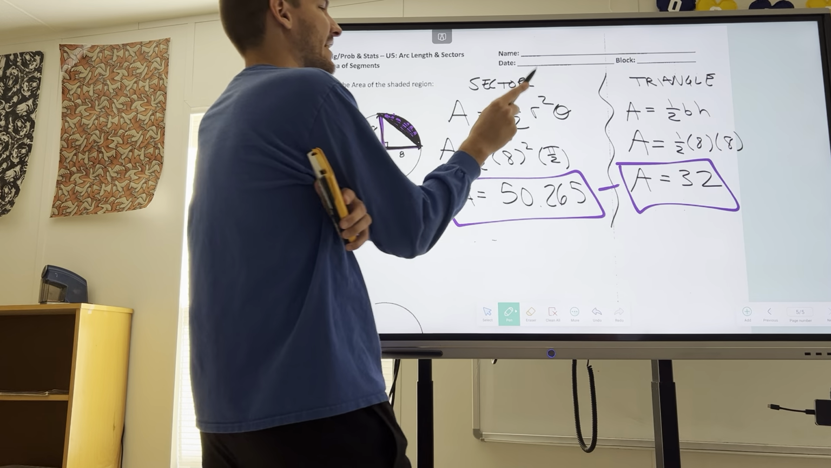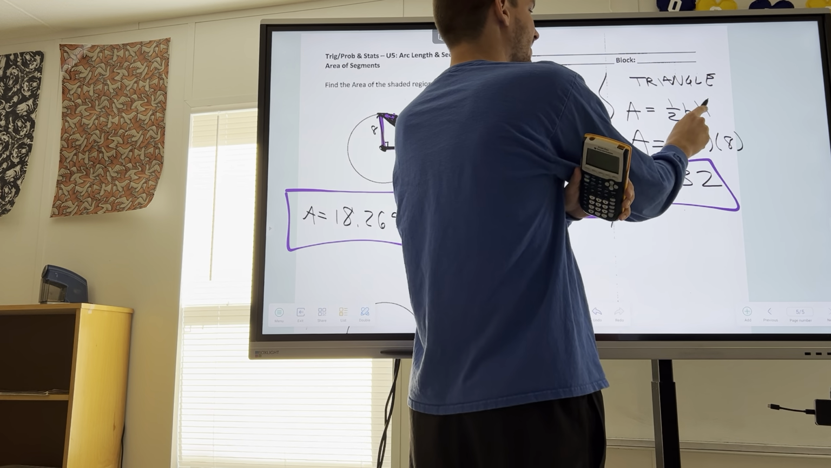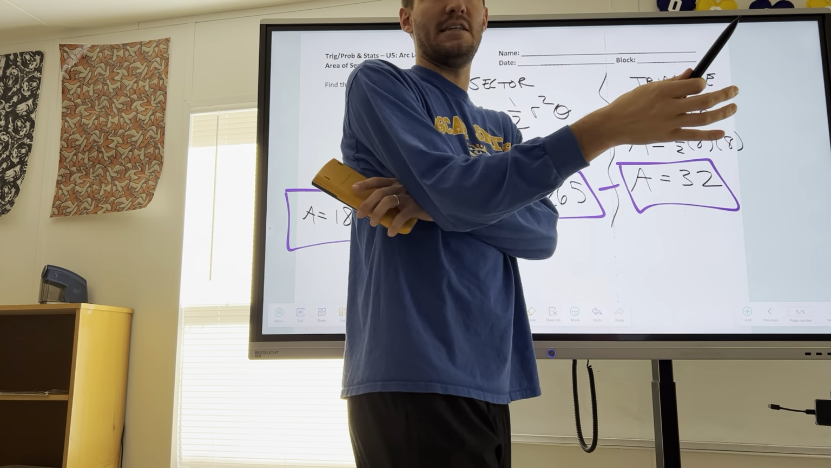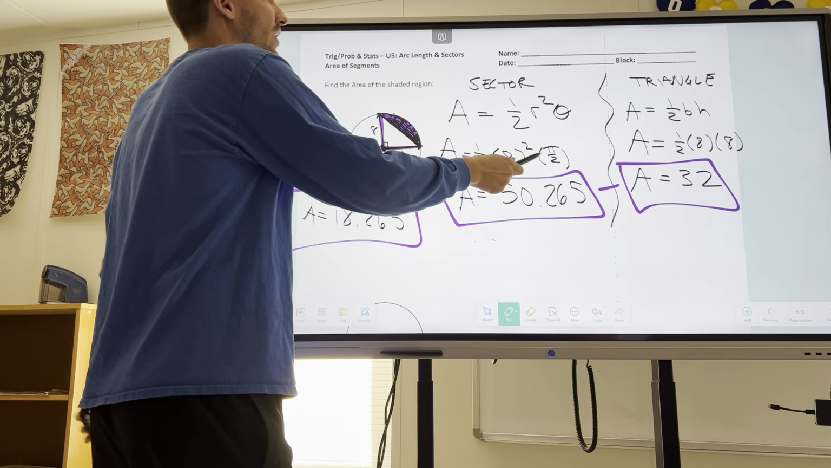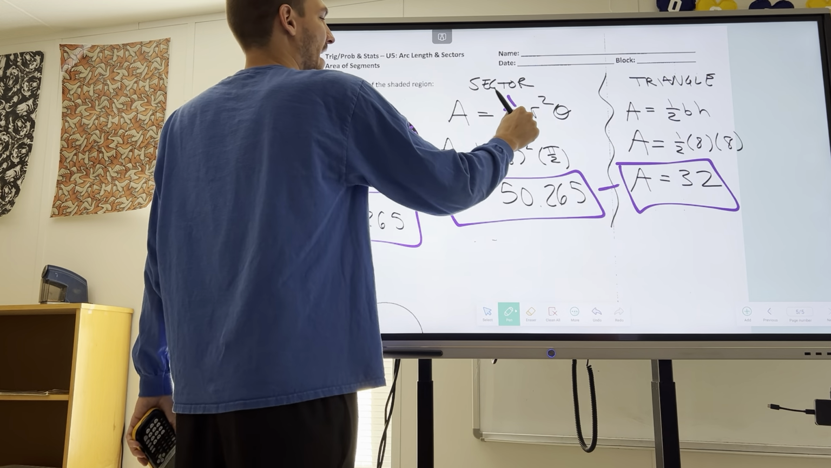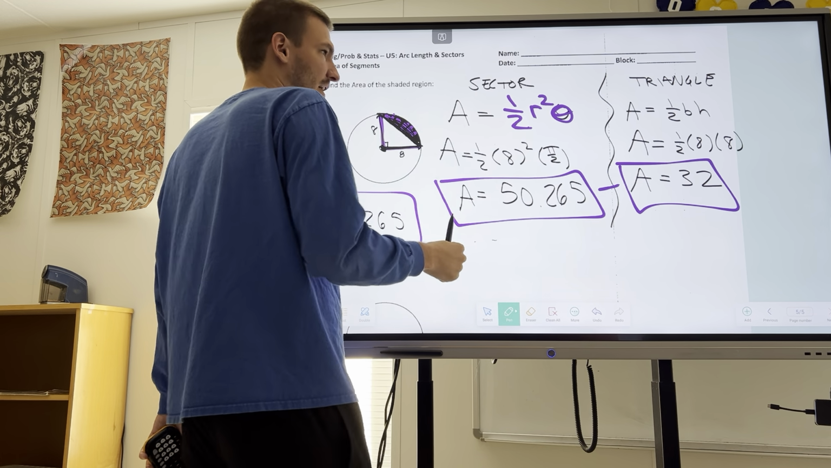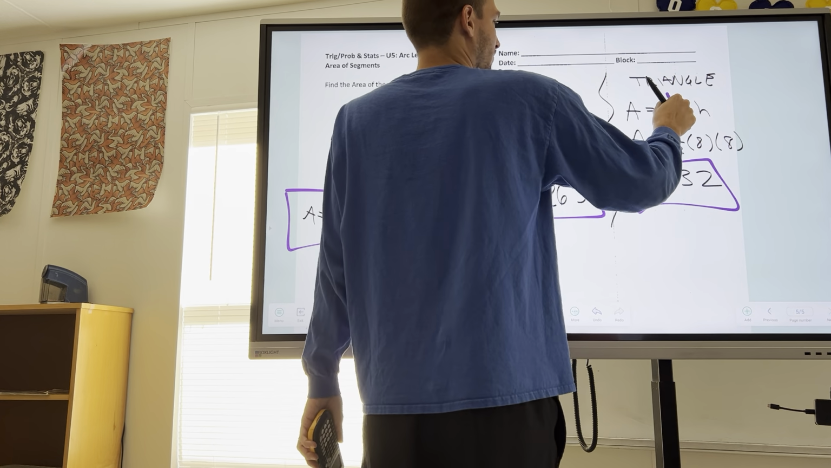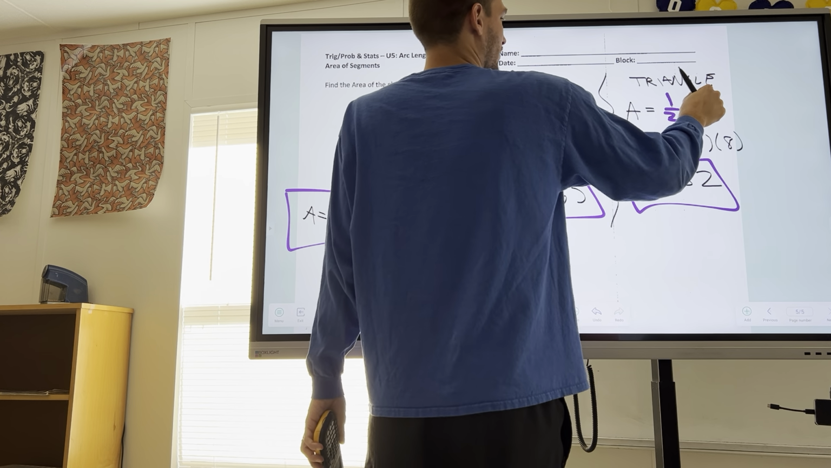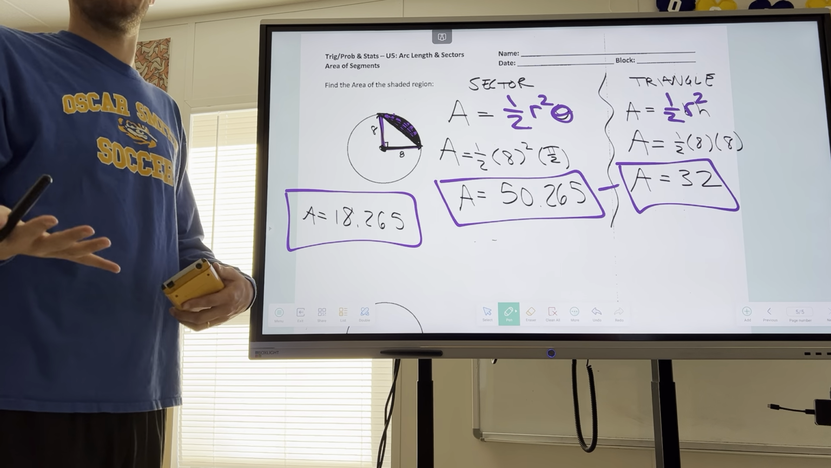What we figured out is that our triangle has the base and the height of radius, whatever that radius is. And so if we look at these two formulas, this one is 1/2 r squared theta, and this one is 1/2 r squared. Because it's r for the base and r for the height.